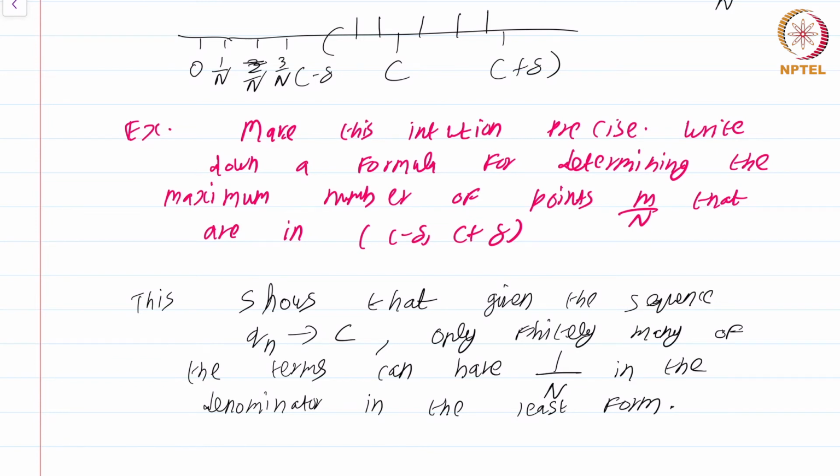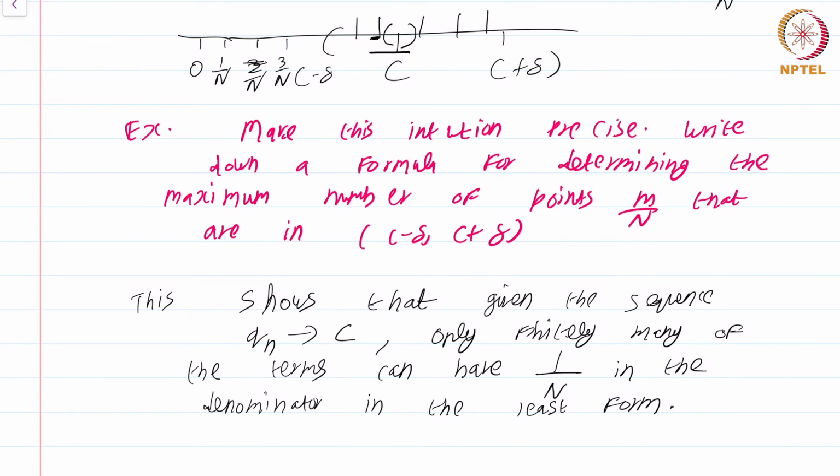Given any open interval C minus delta, C plus delta, eventually the terms of the sequence will have to be in this interval. And we already know that there are only finitely many such points of the form m by n in this interval. So if the very last point closest to C is here, then if I choose a much smaller delta, and I choose this new interval, then none of the points of the form m by capital N are going to be in this new interval.